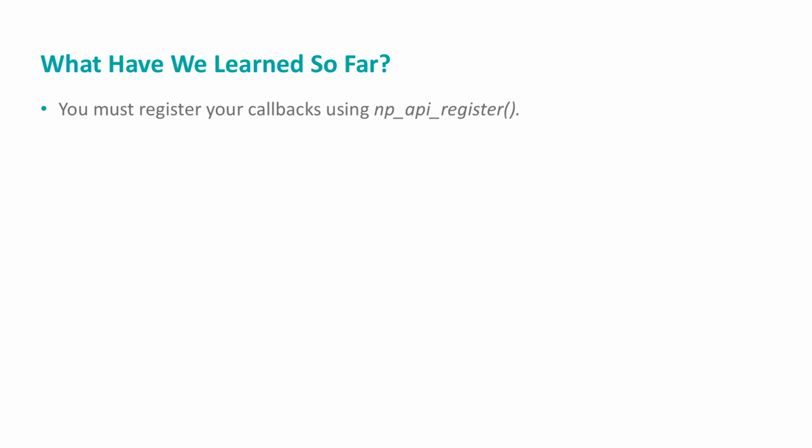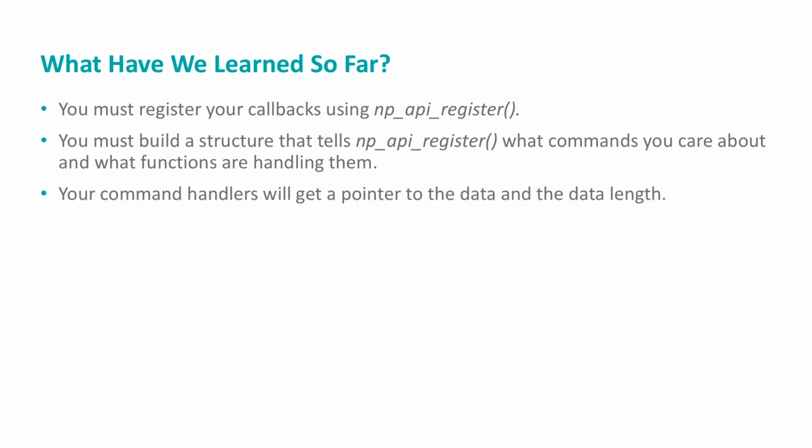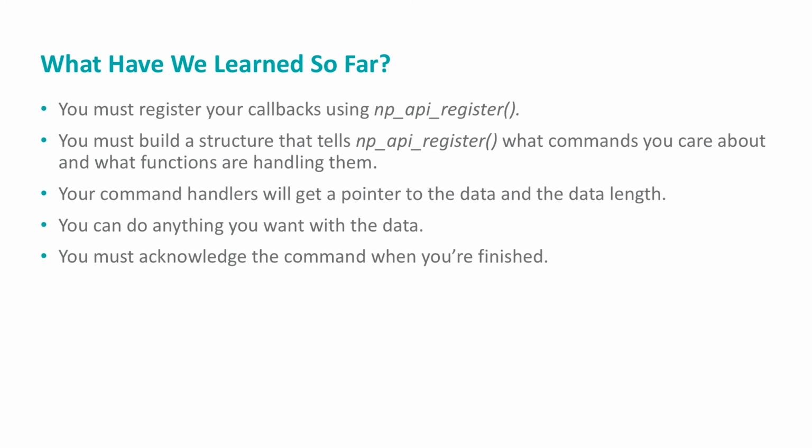Let's pause for just a moment and review what we've learned. First, your application must send an initialization message to the nexpaq system by calling the np API register function. That function takes a structure that tells the nexpaq system which messages are important and what functions to call when those messages are received. When you're notified that a message has arrived, you'll get a pointer to the data in the message and the length of the data, and you can do anything you want with that data. Just be sure to acknowledge to the nexpaq system that you received the message when you're done.